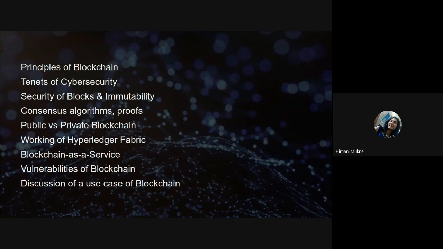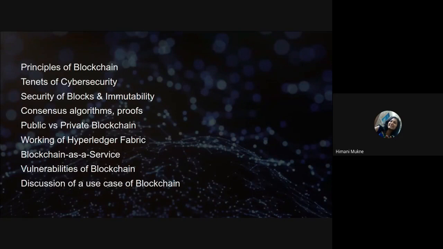We'll look at how it's providing the function of immutability. We look at the security of all the blocks involved in blockchain. We look at the consensus algorithm and the proofs used in various blockchain technologies, various frameworks, and we'll see which consensus algorithm fares better than the other, and why the adoption of one consensus algorithm can be preferred over the other, like in which cases.